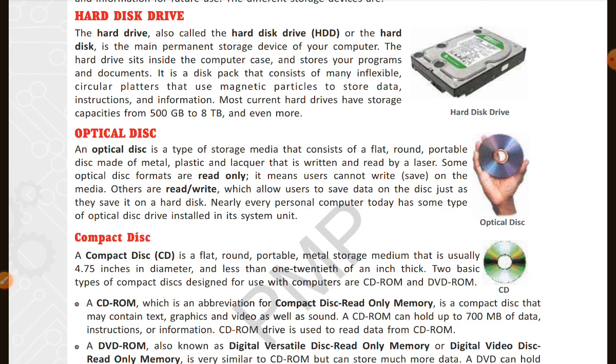Some optical disc formats are read-only. It means the user cannot write or save on the media. There are a few types of optical disc that can only be read, meaning we cannot edit the data present inside that disc. Others are read/write, which allow the user to save data on the disc just as they save it on the hard disk. Nearly every personal computer today has some type of optical disc drive installed in the system unit.